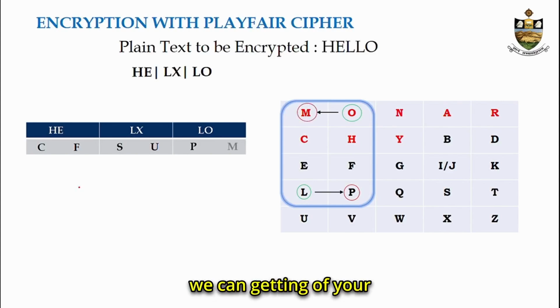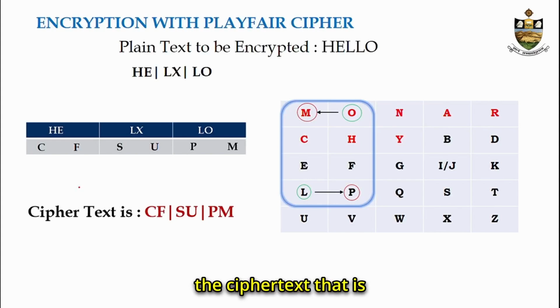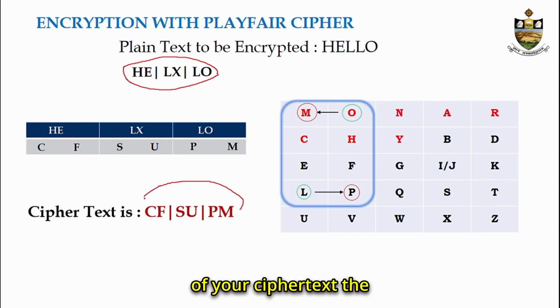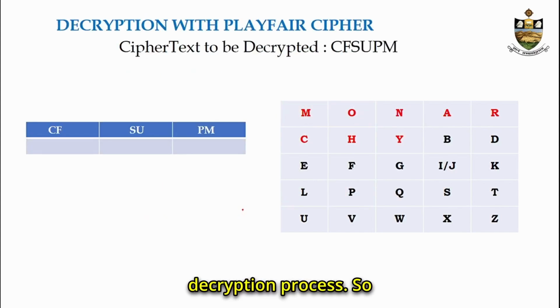Finally, we get all pairs done. So the ciphertext is CF, SU, PM. According to these three pairs, they are replaced like this. According to this, our prepared plain text for encryption gives us the ciphertext, which completes the encryption process. Now we can begin the decryption process.